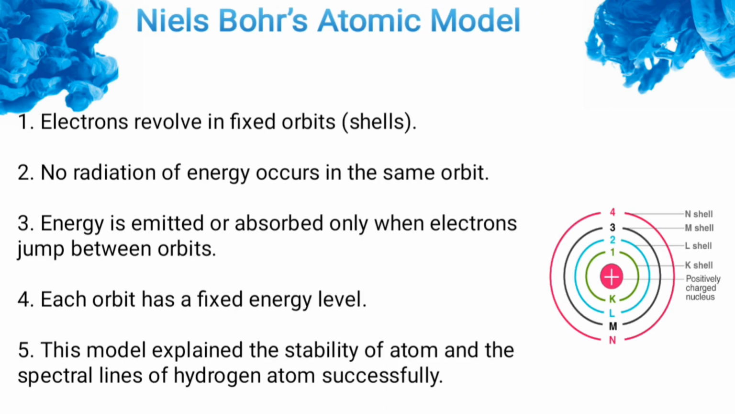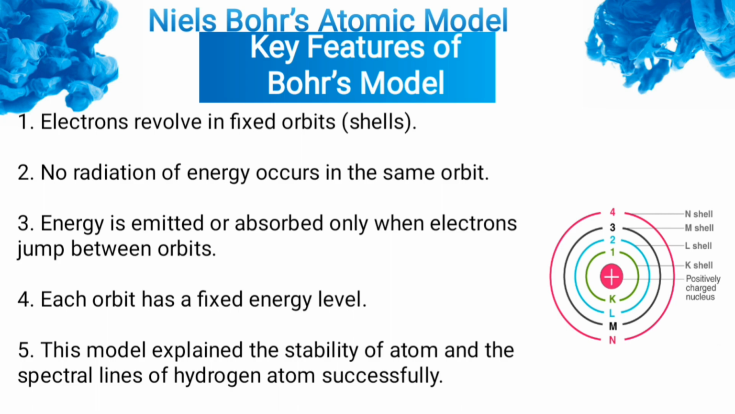Now, my dear student, key features of Bohr's model. First, electrons revolve in fixed orbits or shells. The second one, no radiation of energy occurs in the same orbit. The third one is energy is emitted or absorbed only when electrons jump between orbits. The fourth one is each orbit has a fixed energy level. And the fifth one is this model explained the stability of the atom and the spectral lines of the hydrogen atom successfully.